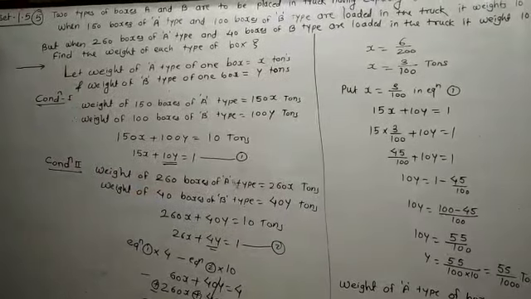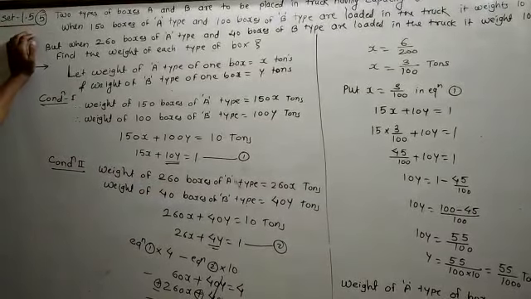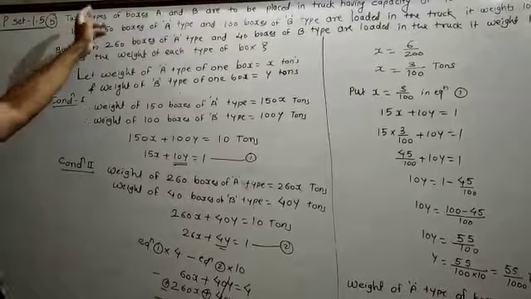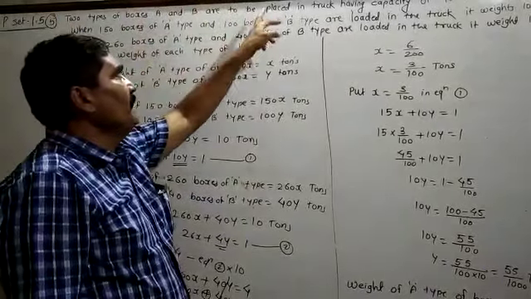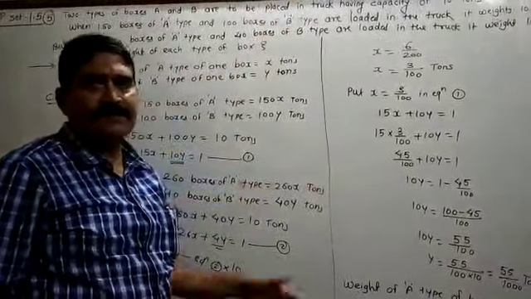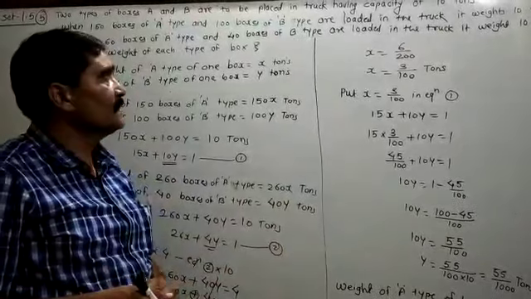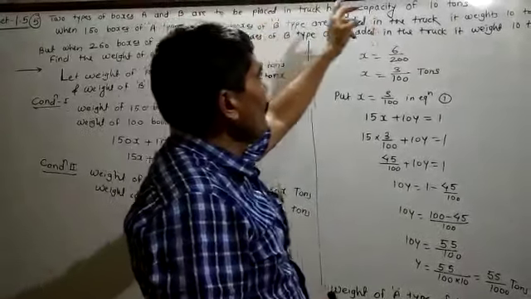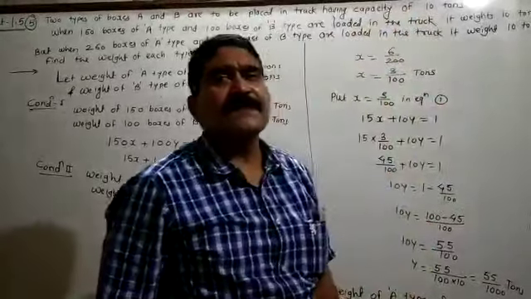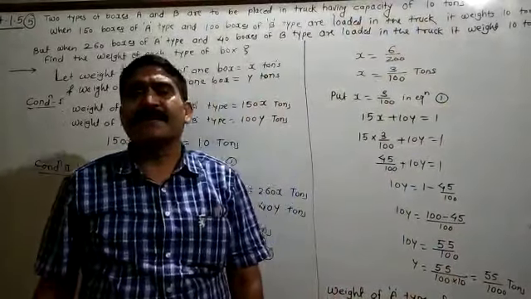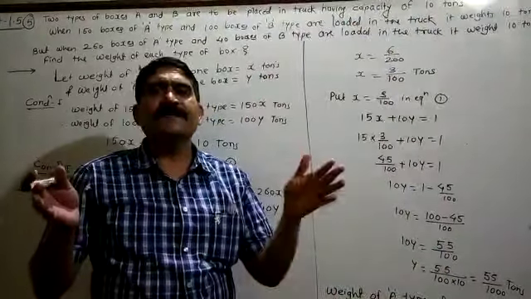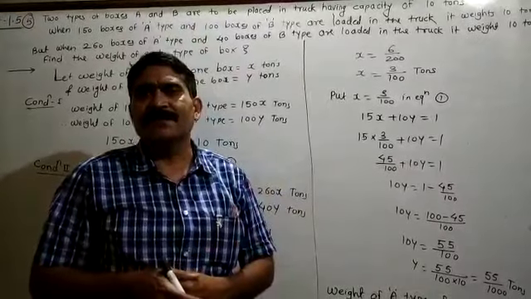Start with the practice set 1.5, fifth example. Two types of boxes, A and B, are to be placed in a truck. They are placing A and B type of boxes with a capacity of 10 tons, which means that the truck has a capacity of 10 tons. But they are placing the A and B type of boxes in the truck.